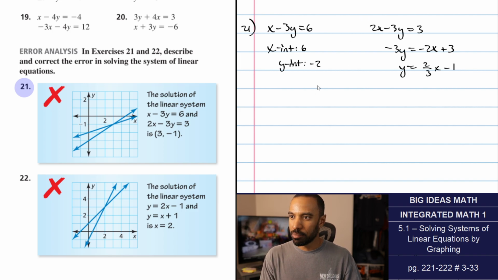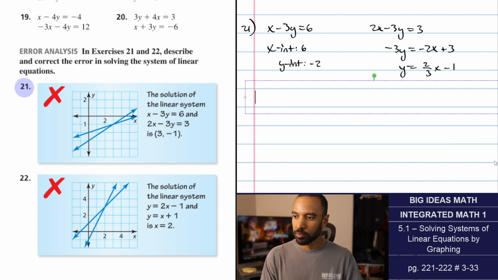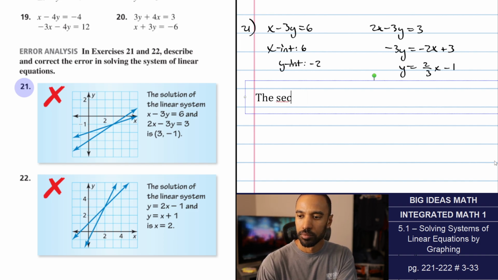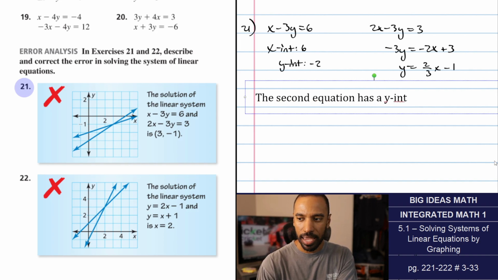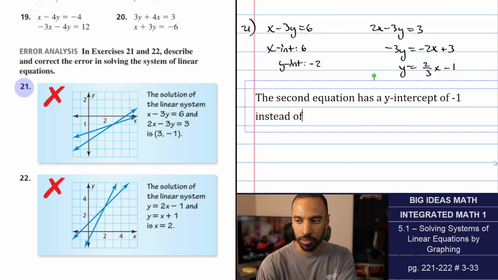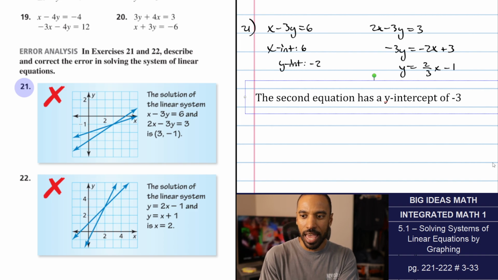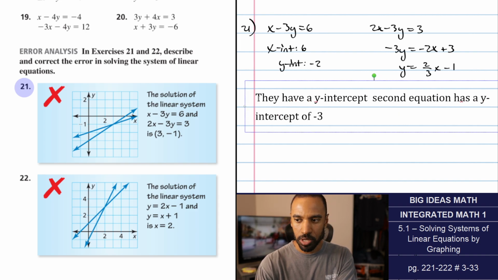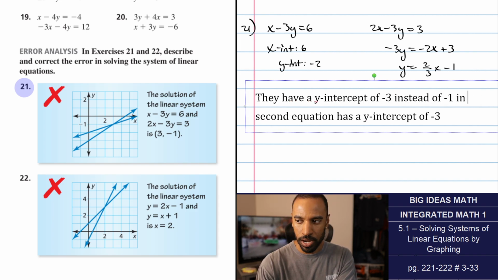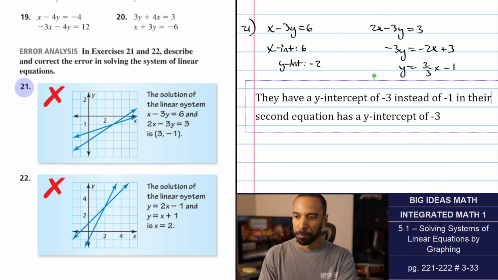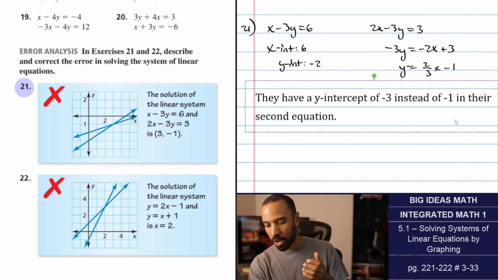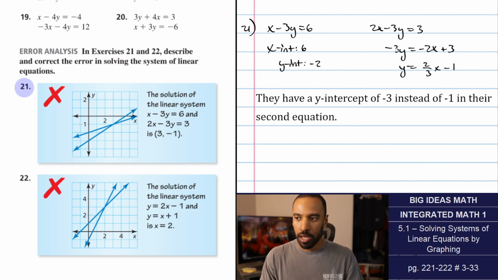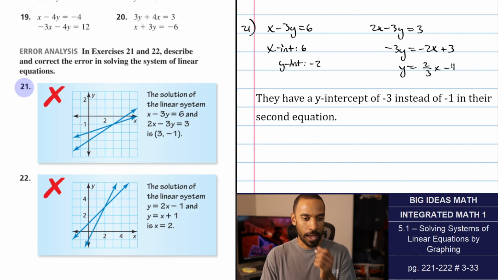The bottom equation, the second equation, they have a y-intercept of negative 3 instead of negative 1 in their second equation. So do I know that they put it in slope-intercept form? I don't know, maybe. By dividing by negative 3, then this would turn into a negative 1. So I don't know. I guess there's that.